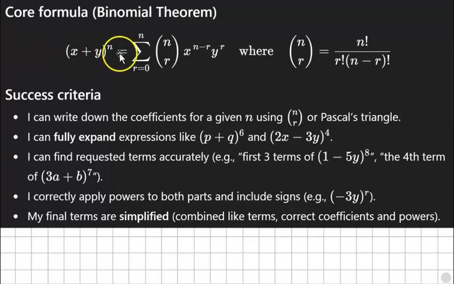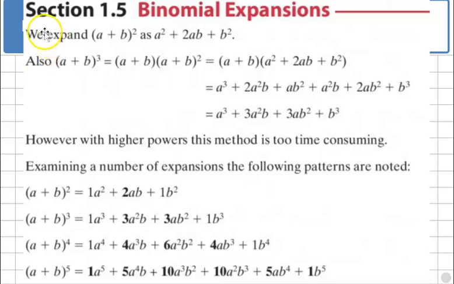This is the binomial theorem formula, and this is your success criteria. We expand (a + b)^2 as a^2 + 2ab + b^2. Also, (a + b)^3 is (a + b) times (a + b)^2, which is (a + b) times (a^2 + 2ab + b^2), which simplifies to a^3 + 3a^2b + 3ab^2 + b^3.